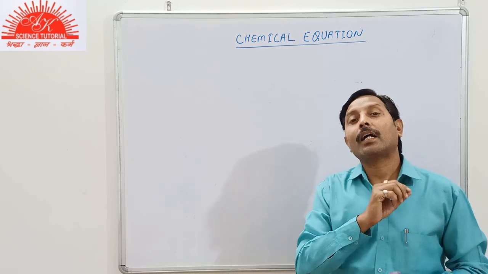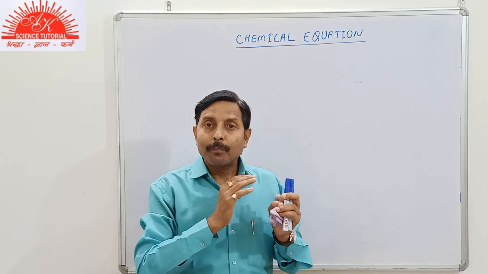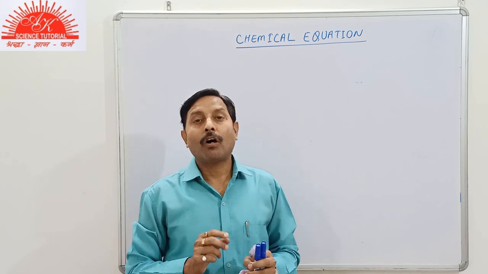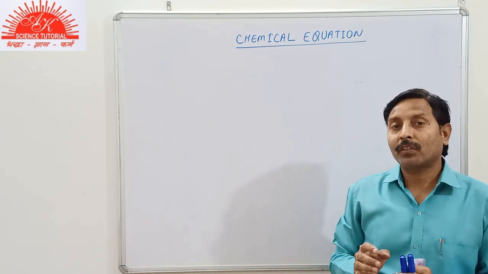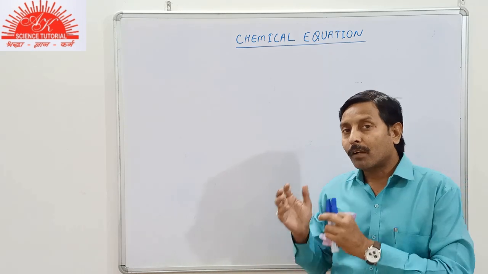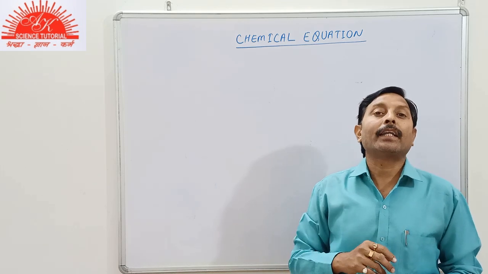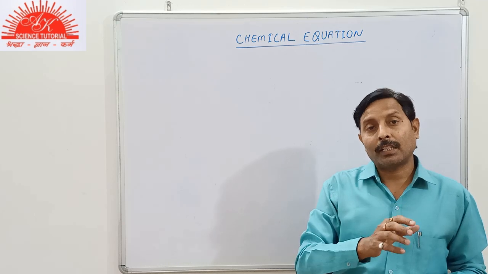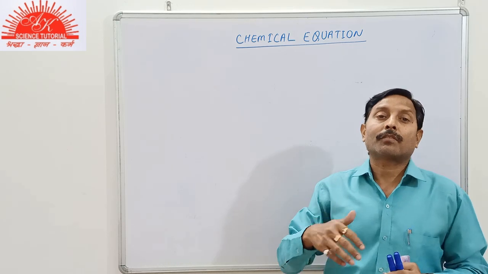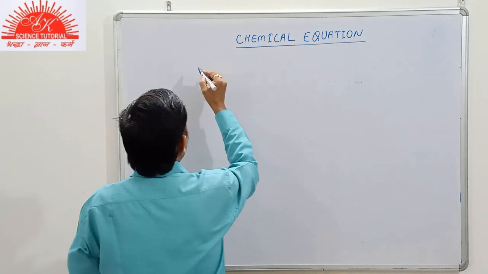So what is a chemical equation? A chemical equation is the representation of a chemical change, chemical reaction with the help of symbol and the formulae of the substances taking part or involved in it. Involved in it means the substance taking part and the substance produced. So what is the chemical equation?